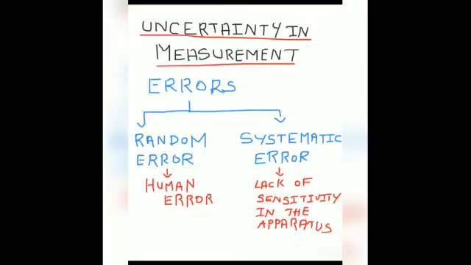Uncertainty in measurement. Uncertainty in measurement arises due to two factors. What are they? One is random error, another one is systematic error. Random error is caused due to the inaccuracy of measurement by an individual. That is, in simple form, it is due to human error. Systematic error may be caused due to lack of sensitivity in the instrument.